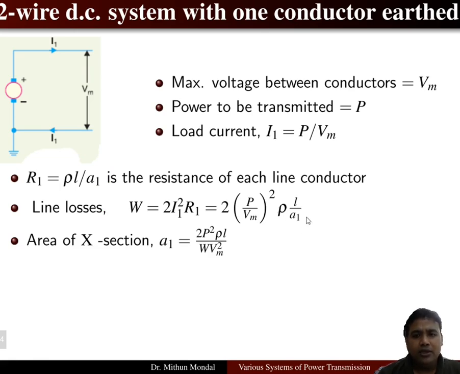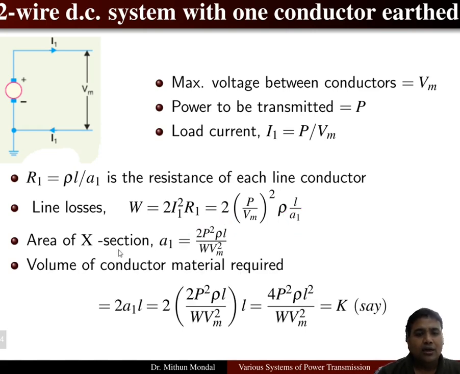Then from here you determine the area of the cross section A1. You will get the area of the cross section A1 equal to 2P square rho L by W into Vm square. Then the volume of the conductor material: volume is area into length, and two conductors are there, so 2 into area into length.